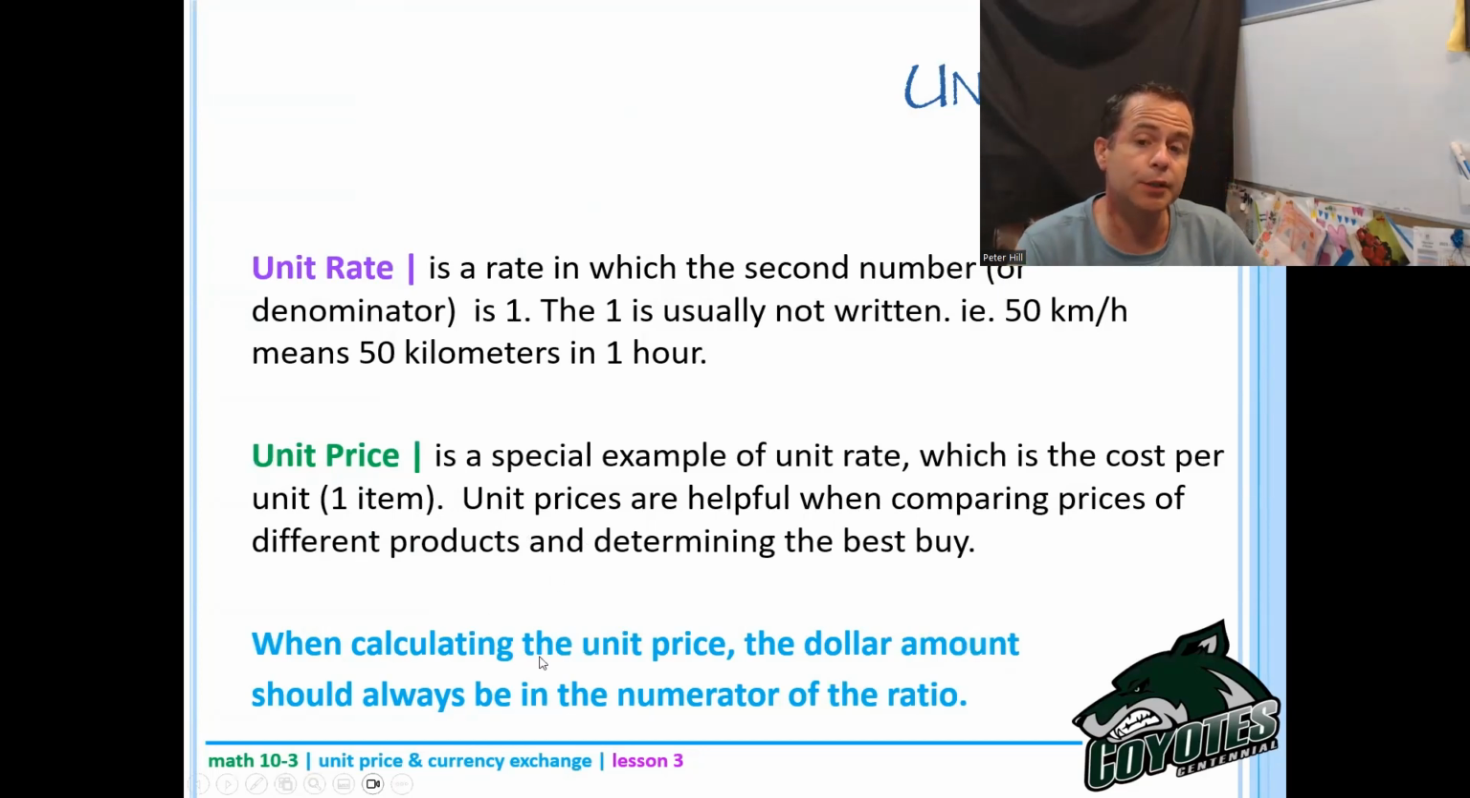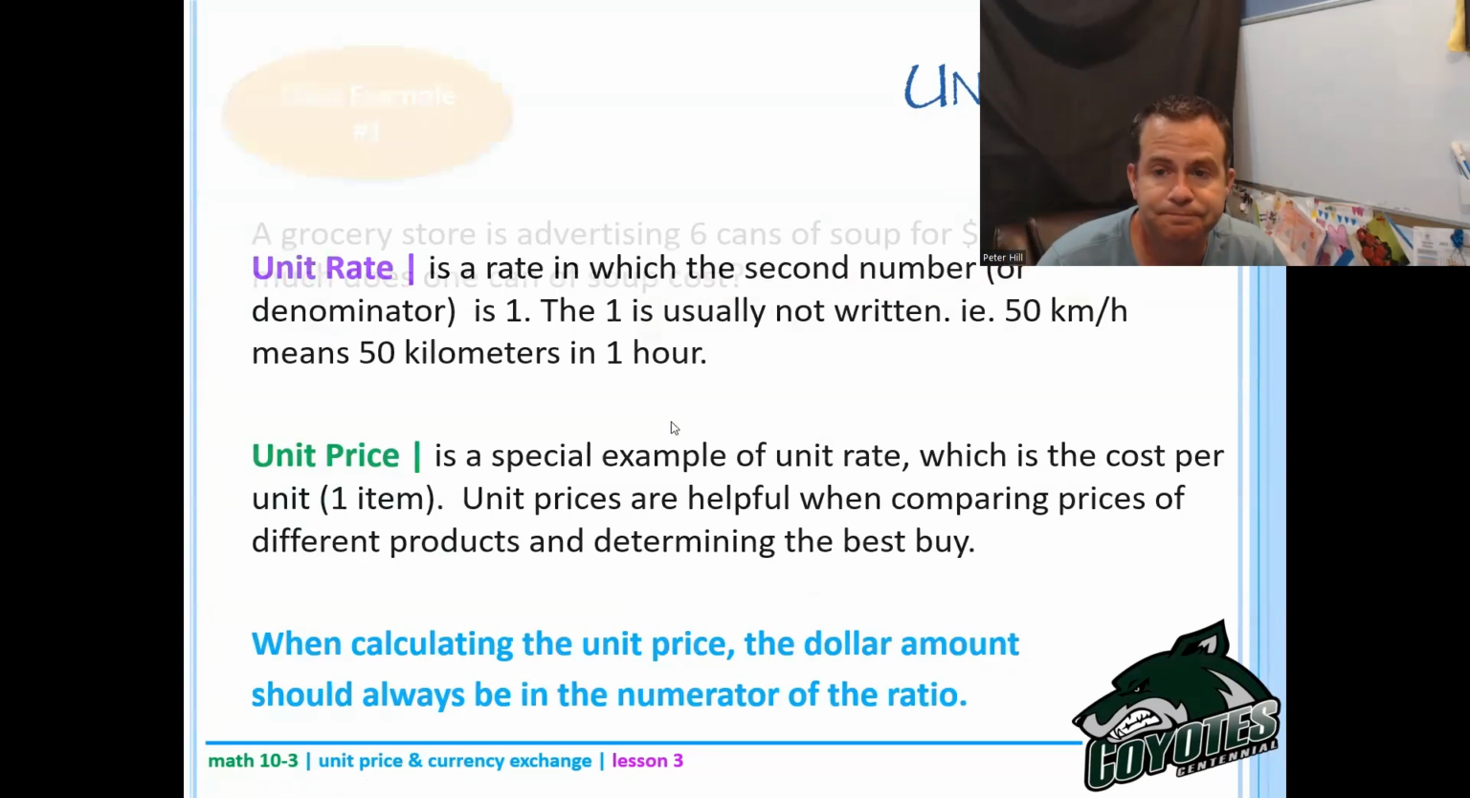When calculating the unit price, the dollar amount should always be in the numerator of the ratio, okay? So the dollar amount should always go on top.